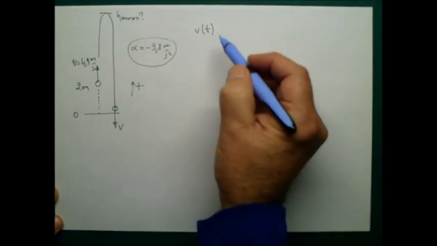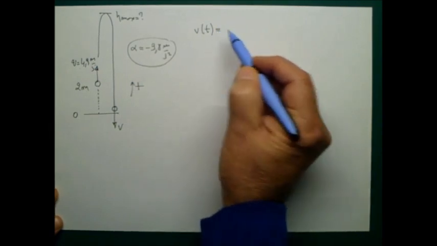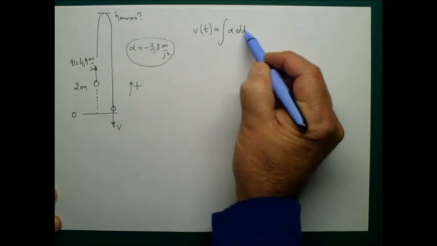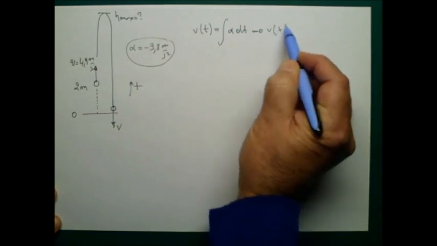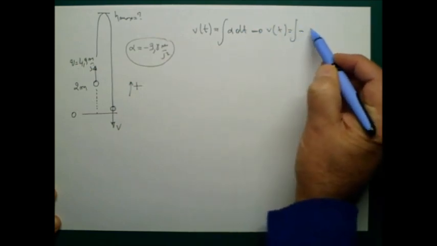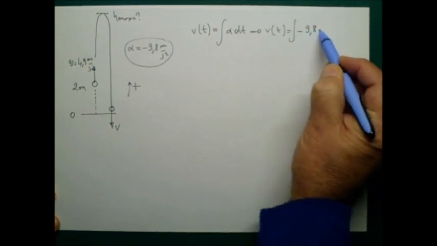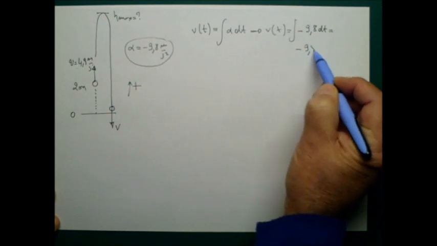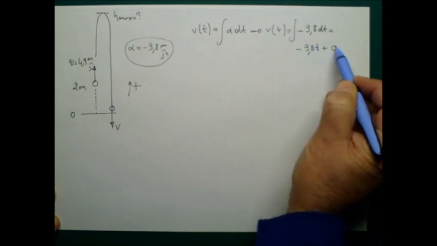Okay, this is our velocity. v of t equals the indefinite integral of a dt. That is, v of t equals the integral of minus 9.8 dt, which gives minus 9.8 t plus a constant c.